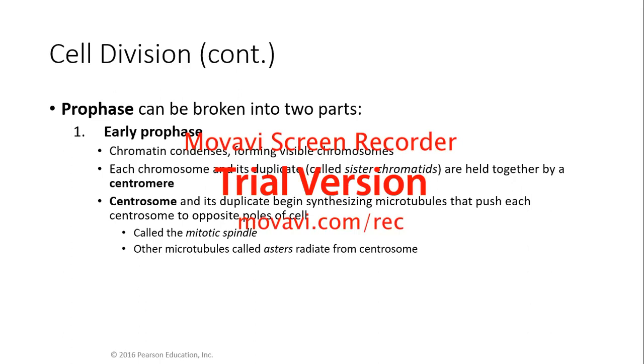So during late prophase, the nuclear envelope is going to break down. Remember, the DNA is in the nucleus, and you can't move the DNA around the cell if it still has a nucleus. So the nuclear envelope is going to break down, so you're no longer going to have a nuclear envelope. And then those microtubules, which are part of the mitotic spindle, attach on an area of the centromere called the kinetochore, and that's going to pull and move the chromosomes around.